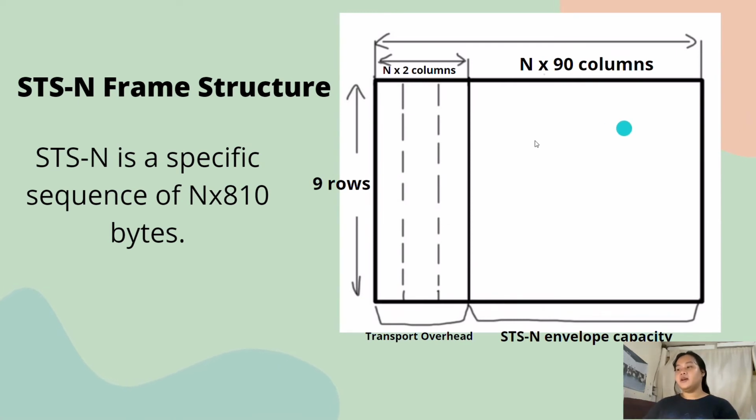So we have here the STS-N frame structure. The STS-N is a specific sequence of N times 810 bytes, formed by a byte interleaving of STS-1. So the transport overhead of individual STS-1s are frame aligned before interleaving, but the associated STS SPEs are not required to be aligned. It is because STS-1 has a payload pointer to indicate the location of the SPE.